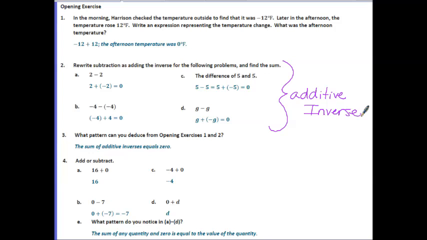The questions within number 4 are really showing you what's called the additive identity. And again, the pattern that you should notice is that the sum of any quantity and 0 is always going to give you the original quantity back.